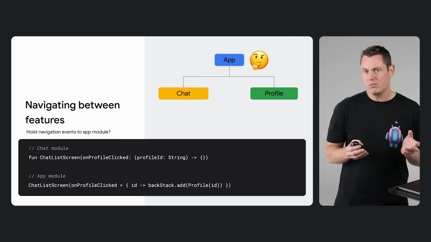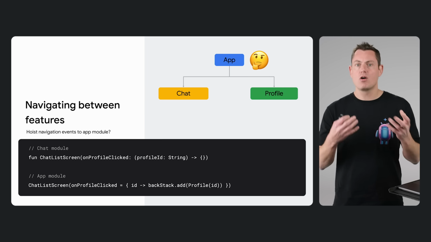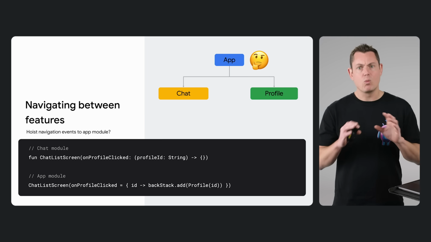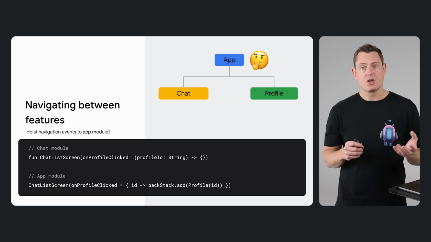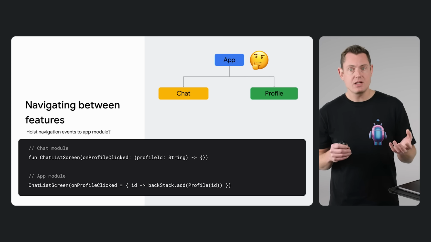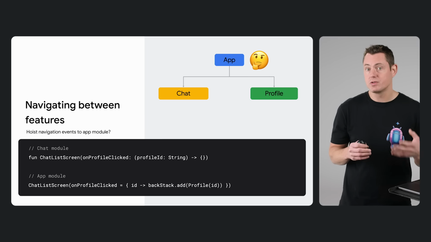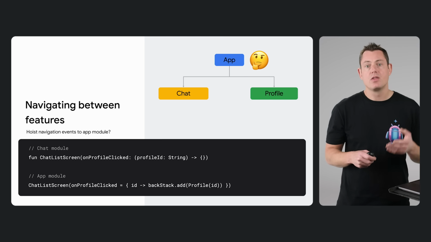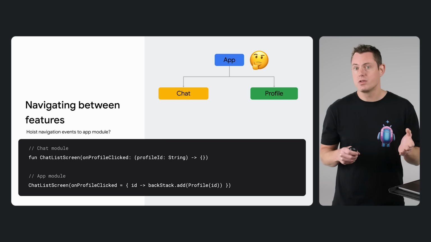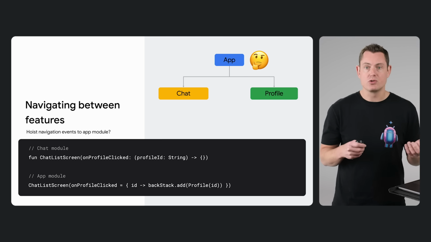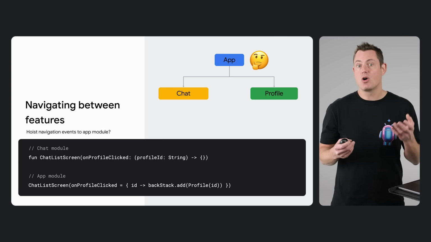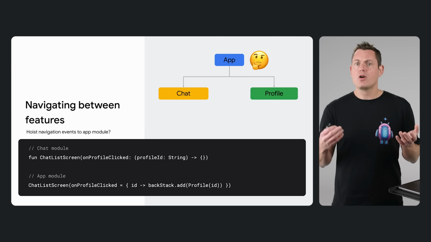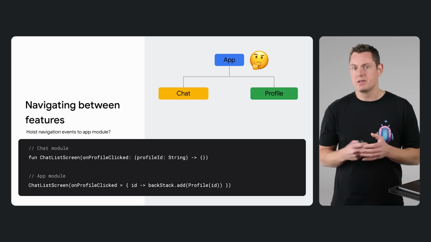This is possible, but the problem is that it gives a lot of responsibility to the app module for wiring everything up. It also means that the app module will need to be updated every time one of the feature module's navigation events change. You can see from the code example here, the chat list screen already knows that it needs to navigate to the profile module because it has an event named onProfileClicked. So why should it need the app module to implement it?